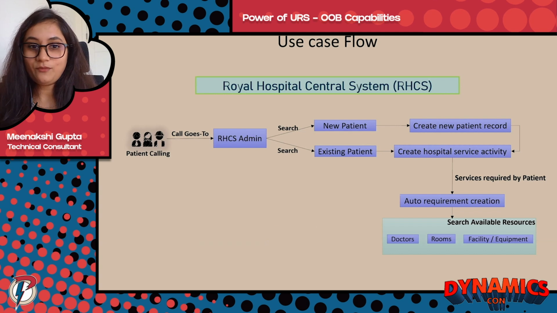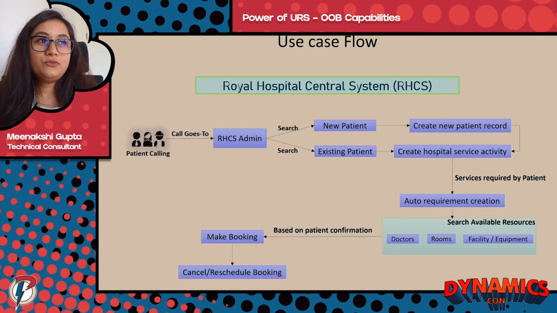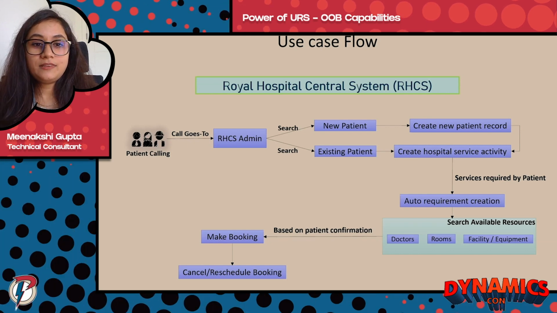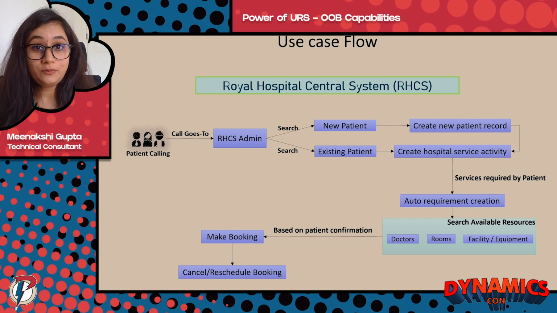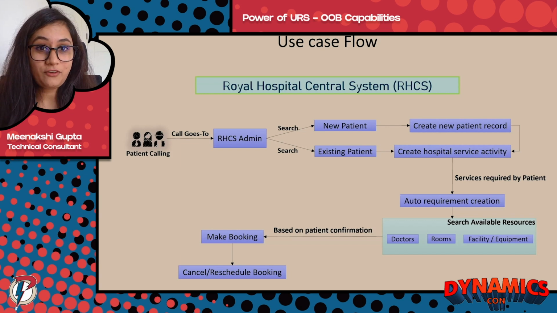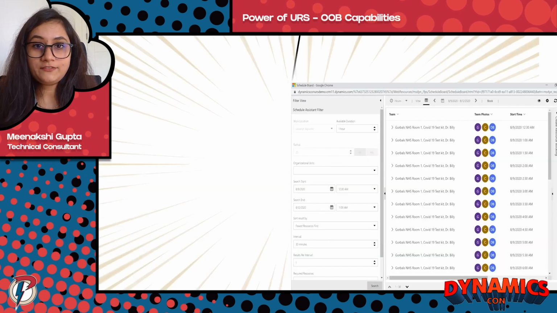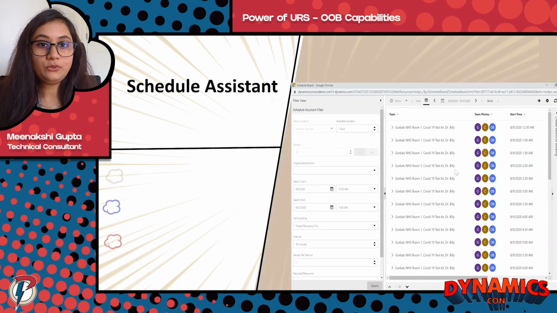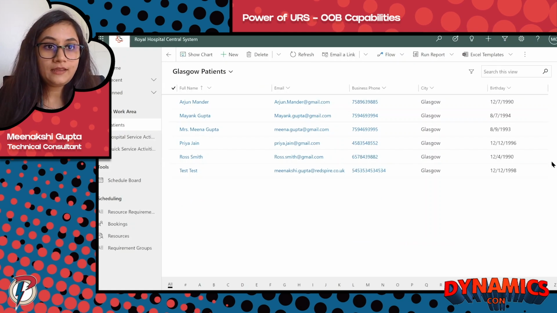And then what happens in case a patient says that no, this doesn't suit me, or if the booking is already made? Then the admin has a facility to cancel the booking or to reschedule the booking based on what the patient is confirming. So let's see how I have set that up in the system. I'll show you via demo. I'll share my system and show that.